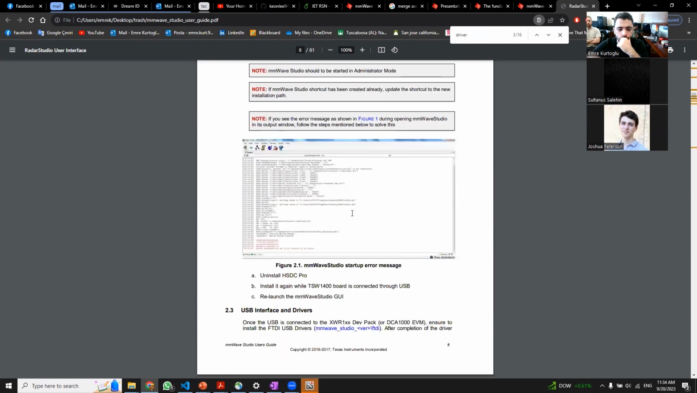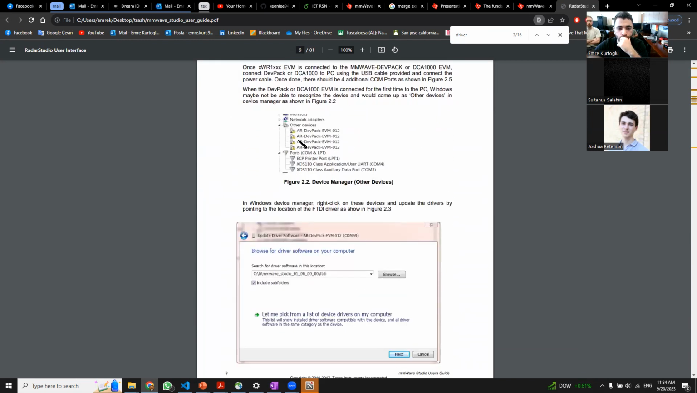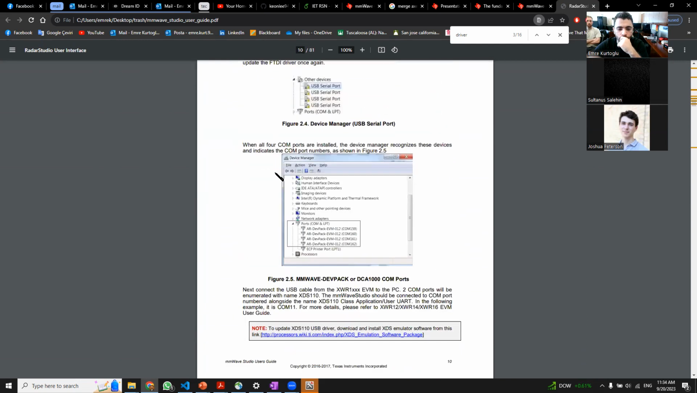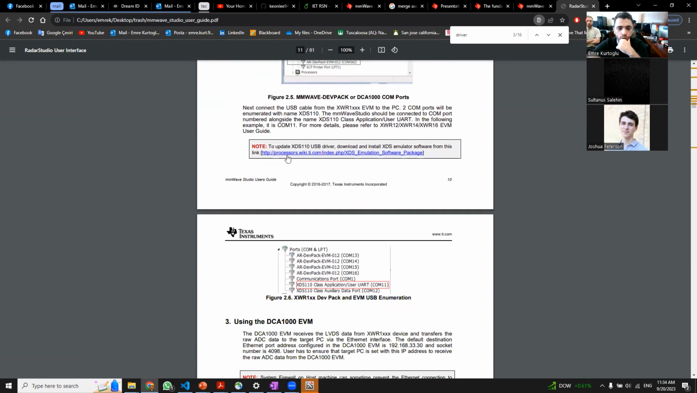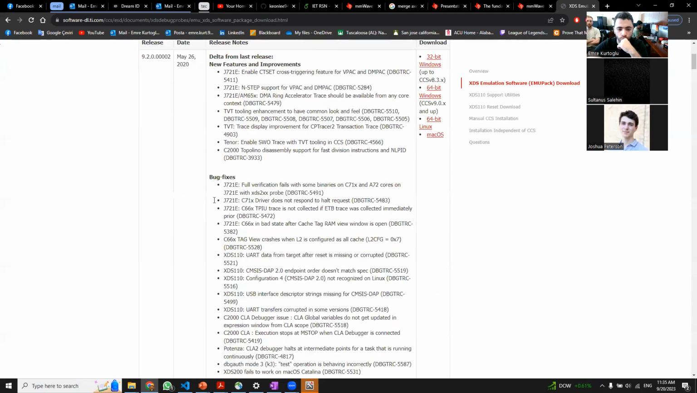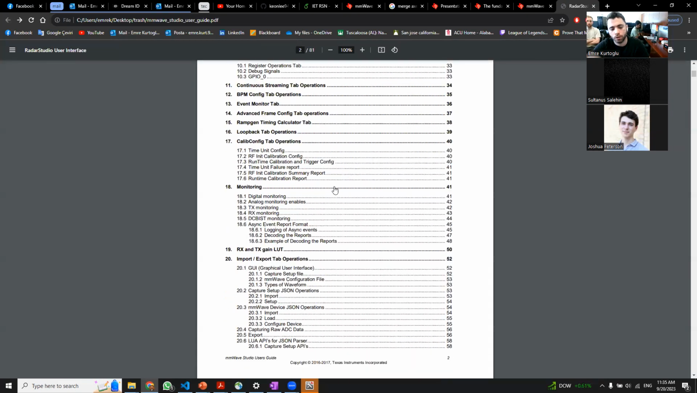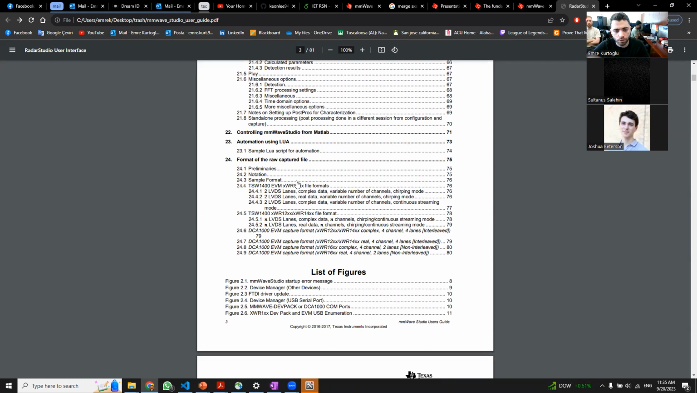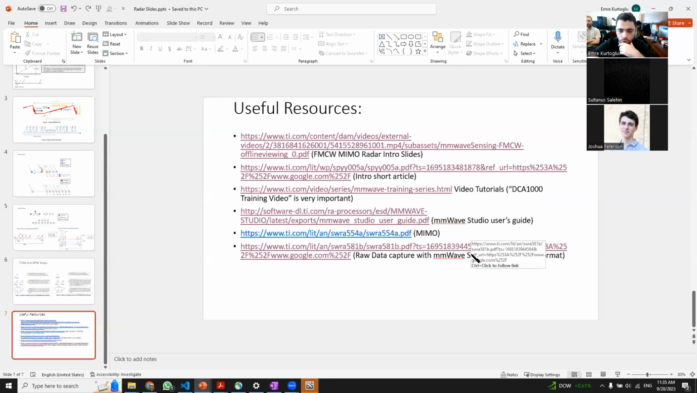Afterwards, it shows you how you should see your hardware, how you connect it. You also need to have this XDS emulation software package. You need to download this for your computer. Depending on your operating system, you need to download the correct one. And you can just follow those installation steps if you are installing Studio to your computer for the first time.